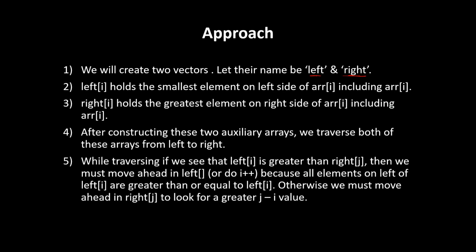After constructing these two arrays, left and right, we traverse both of these arrays from left to right. While traversing, if we see that left[i] is greater than right[j], then we must move ahead in the left vector, that is, we will do i plus plus, because all the elements on the left of left[i] are greater than or equal to left[i]. Otherwise, we must move ahead in right[j] to look for a greater j minus i value. Let's understand this approach with the help of a dry run.